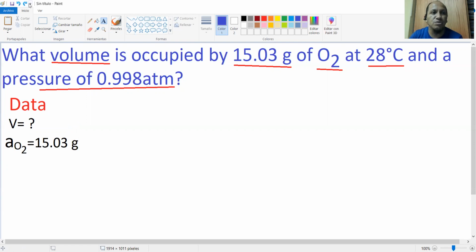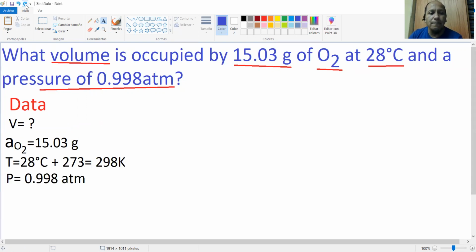After that, something very important for you to write is the temperature, and you pass it to Kelvin. Well, I will correct it. It's not 298 Kelvin in this moment, it's going to be 301. I will correct it later on in the video. The pressure is 0.988 atmospheres.